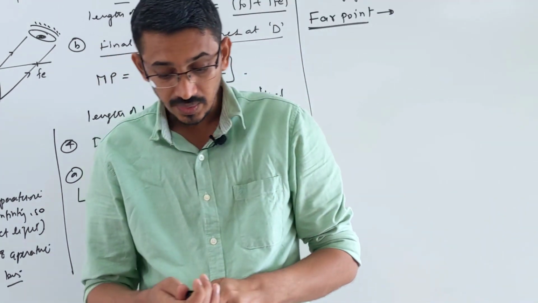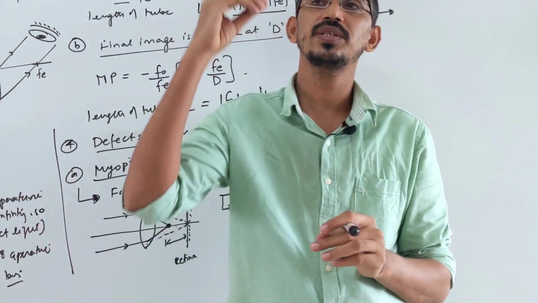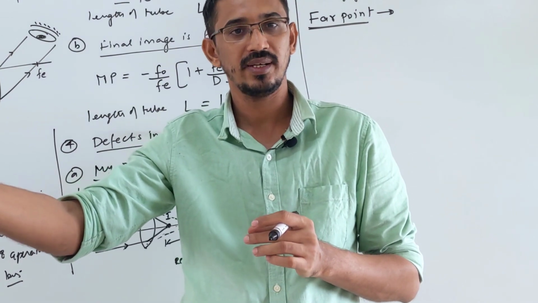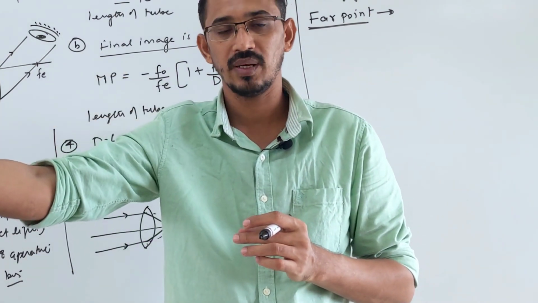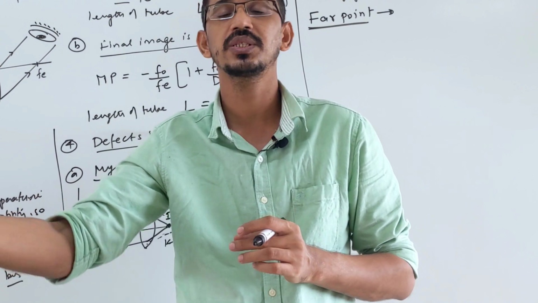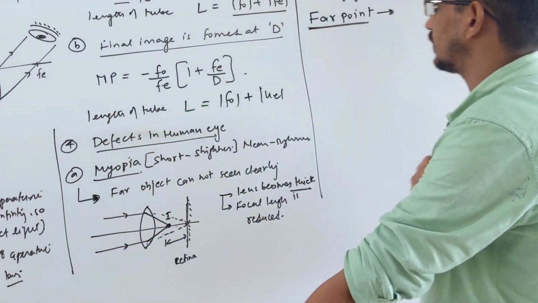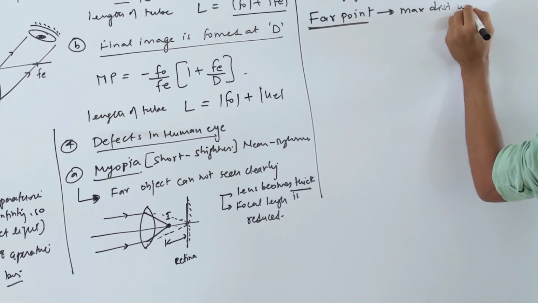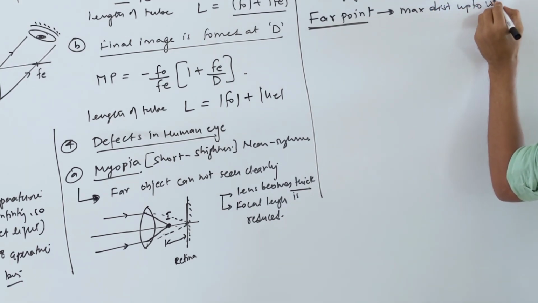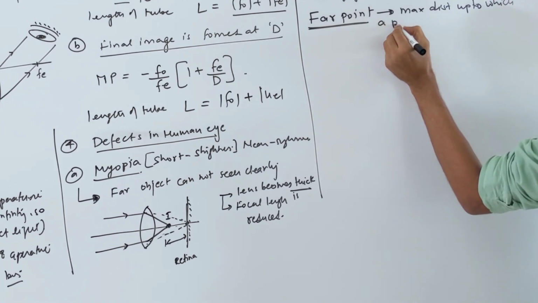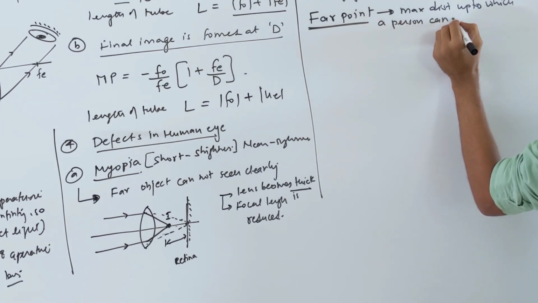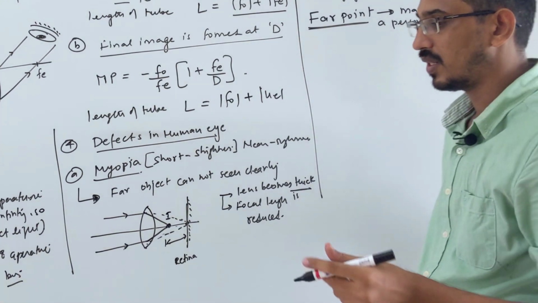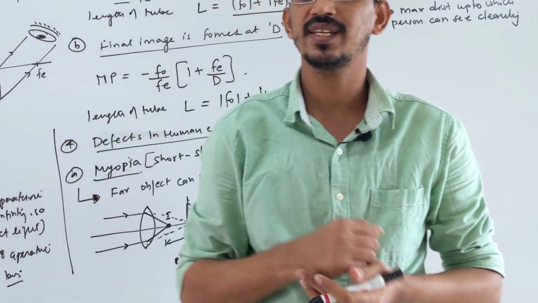Understand this defect, what is happening? You cannot see far objects clearly. Up to some distance you can see clearly. So the maximum distance up to which you can see clearly, that last point, is called your far point. So what is far point? The maximum distance up to which a person can see clearly.